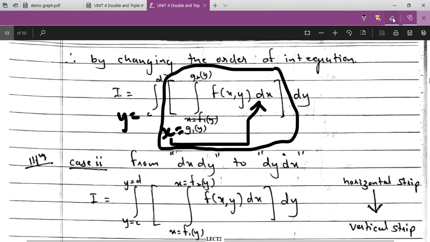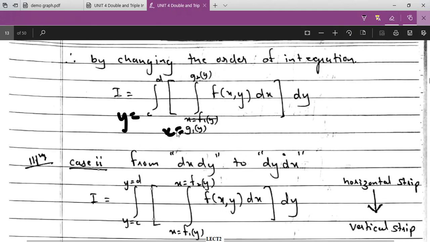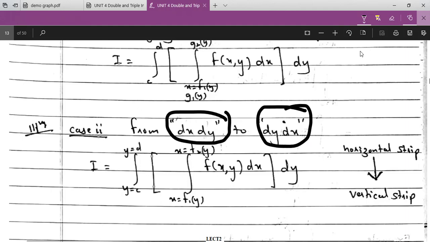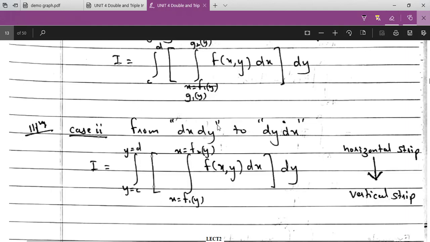Similarly, case 2 will be where I need to change the order from dx dy to dy dx, right? Here the concept is the same, and the steps are also the same. Here what you do is take horizontal strips.